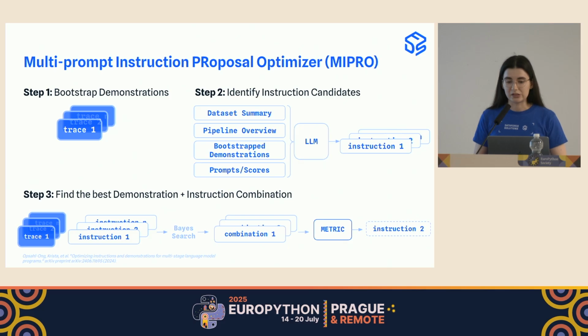One of the most well-known methods is called multi-prompt instruction proposal optimizer, or MIPRO. It is able to optimize both instructions and demonstrations at the same time. First, as in bootstrap few-shot, we generate a set of good input-output traces. Then, to propose instructions, MIPRO doesn't just rely on the language model's internal knowledge, but it grounds the language model with some meaningful context. For example, summaries of the dataset, overview of how the pipeline flows, bootstrap demonstrations, and historical information about prompts and their evaluation scores. Finally, the best combination of instructions and demonstrations is found using a Bayesian optimization strategy. This is a powerful method because it allows us to explore a huge space of instructions and demonstrations and pick the combination that works best together.